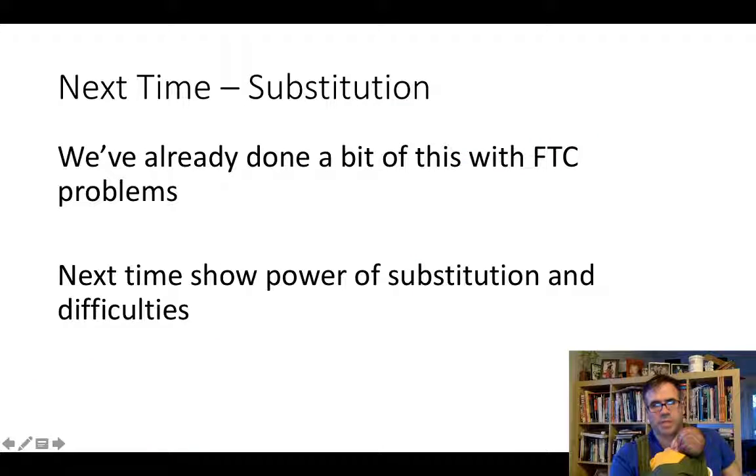All right, with the next video we're going to go into the most powerful technique that you'll learn in an AB class, and that's substitution. Substitution is a way of clearing away the complicated parts so you can deal with something that's a little bit more simple. But again, that's next time.